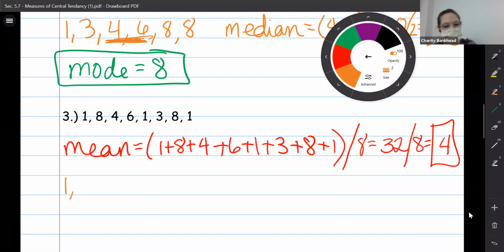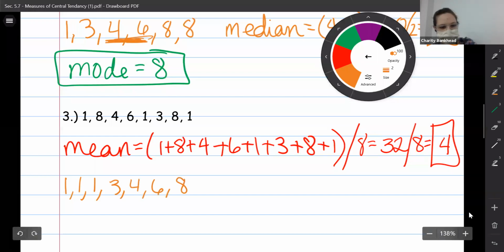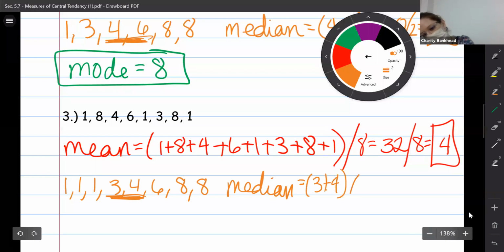And then for the median, we need to line them all up in order from smallest to largest. So that's 1, 1, 1, 3, 4, 6, 8, 8. So we take the two middle numbers and we average them to get the median. So 3 and 4. So 3 plus 4 is 7. 7 divided by 2 is 3.5.